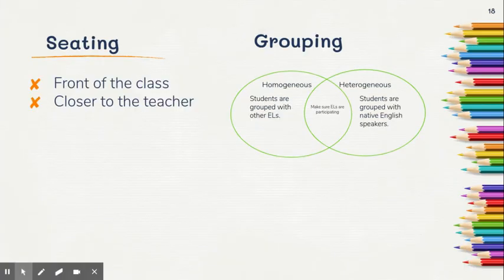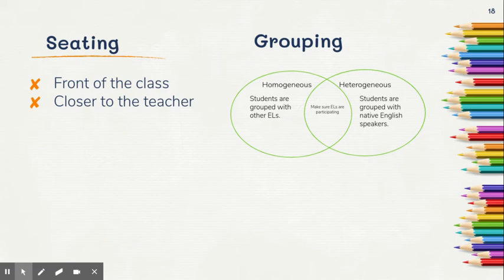Seating and grouping. So seating in front of the class, close to the teacher. That is a recommendation. It's not mandatory for ESOL students to sit at the front of the class or close to the teacher. This just makes sure that you're watching what they're doing, because if someone doesn't understand the language, I can only imagine being in a classroom I didn't understand. I'm going to start doing other things because what else can I do?